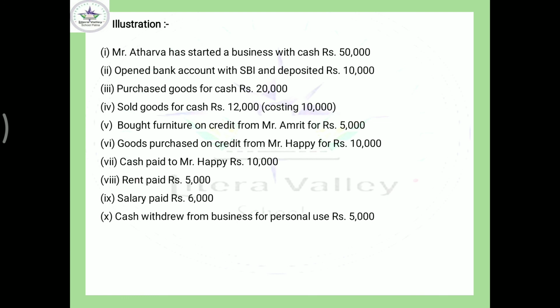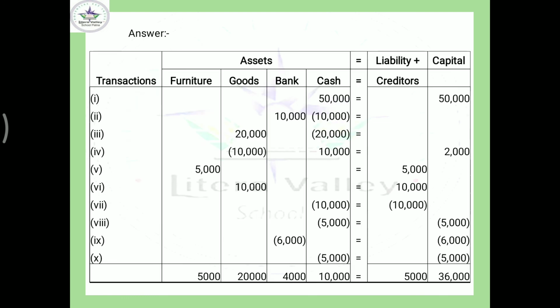Now see the solution here. Furniture balance is 5,000, goods balance is 20,000 minus 10,000, again 10,000 plus 20,000 is the balance. Bank balance is 10,000 minus 6,000 of salary, so the balance is 4,000, and cash net balance is 10,000. So what is the total balance of this? 5 plus 20 plus 4 plus 10. I can give you the answer, but you can add it and find it out.